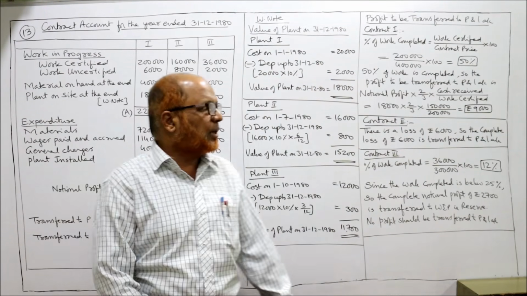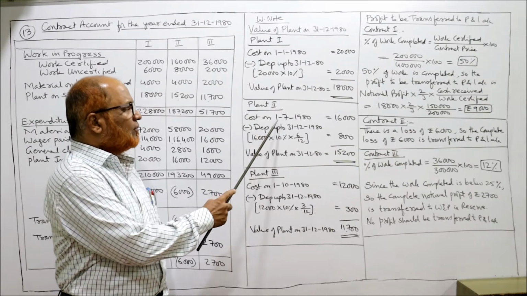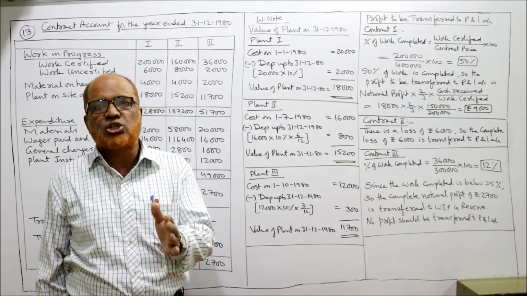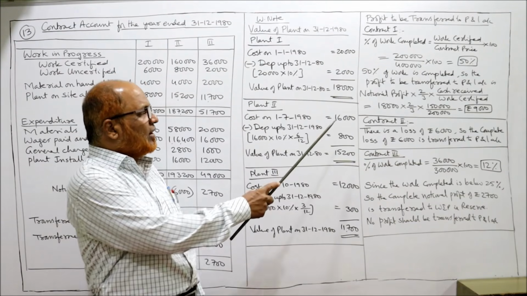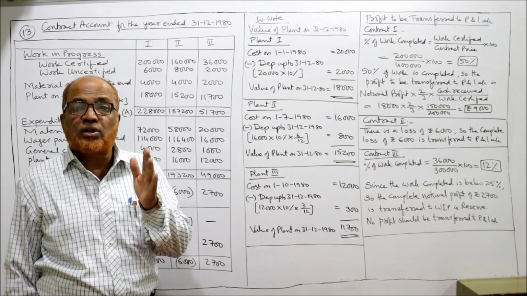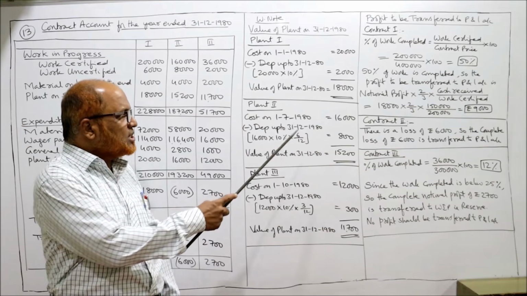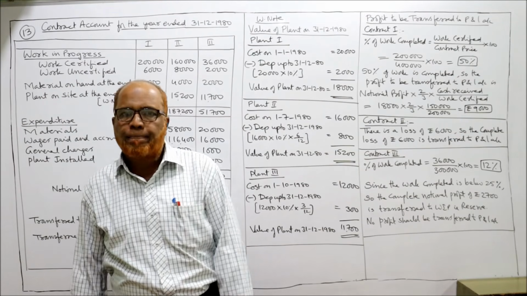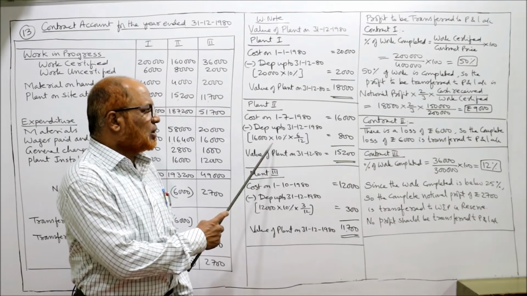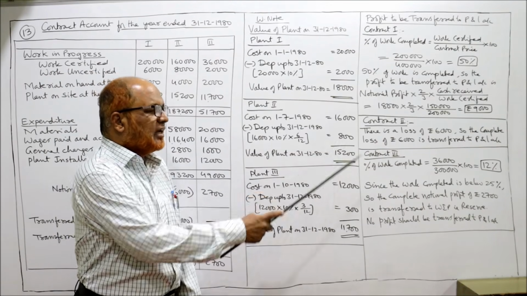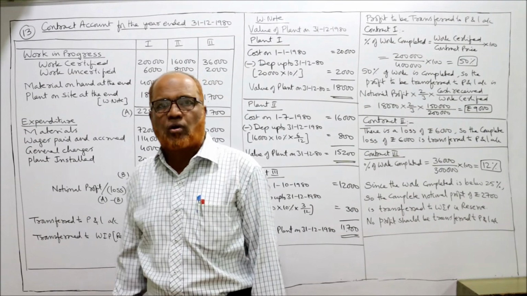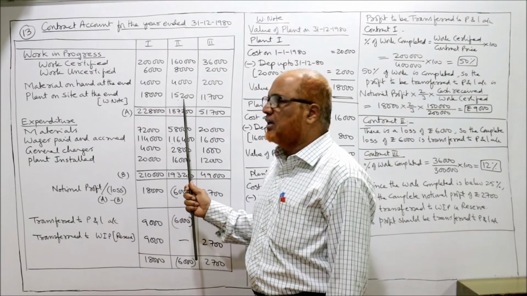Now we come to the contract number 2. Plant 2. Cost on 1st July 1980. The second contract was started on 1st July. So on 1st July, the value of the plant was 16,000. Now depreciation should be provided only for 6 months because it was installed on 1st July. So from 1st July to 31st December, 6 months. So 16,000, 10%, 6 months, 800. 15,200 is the value of the plant on 31st December. This is for second contract. So 15,200 I have taken here.